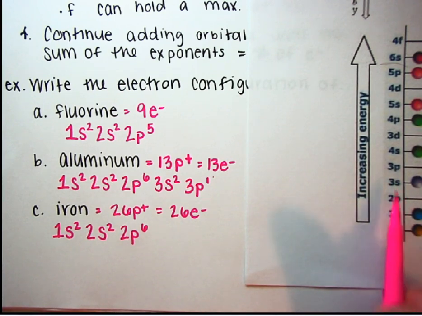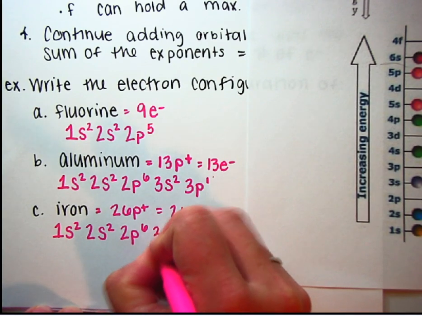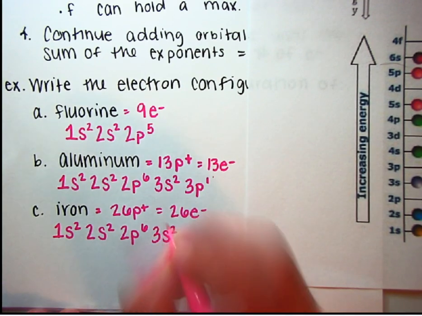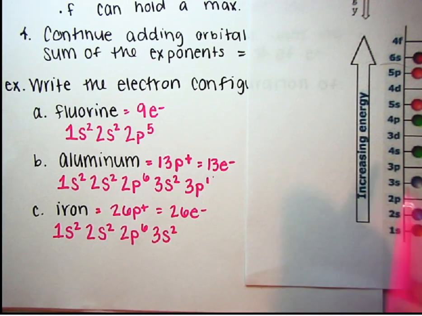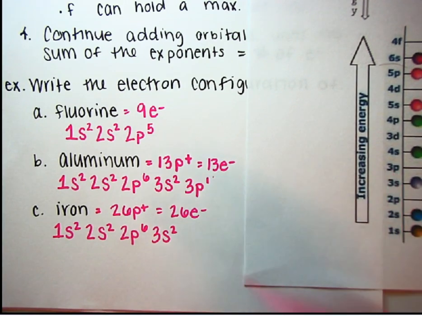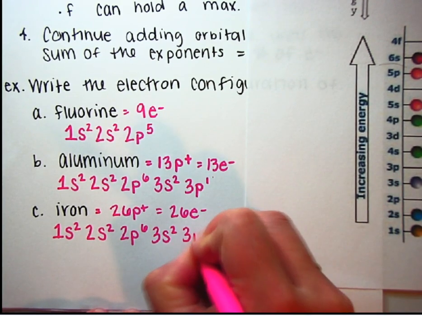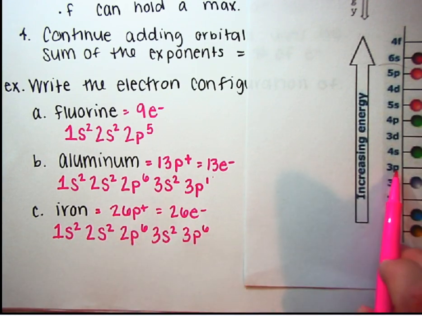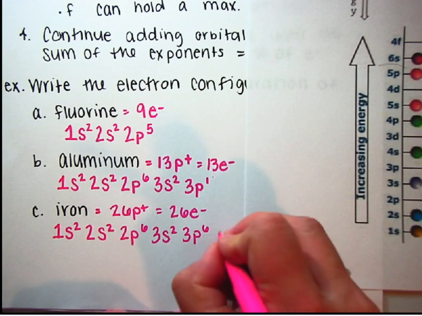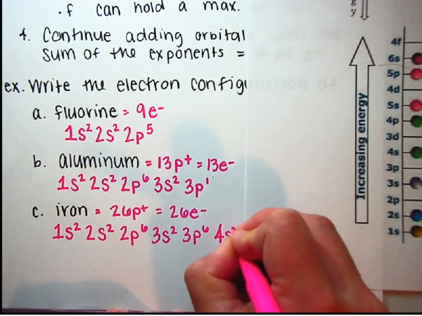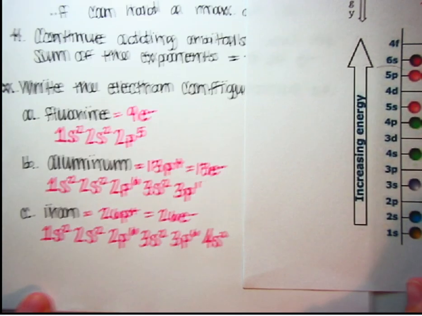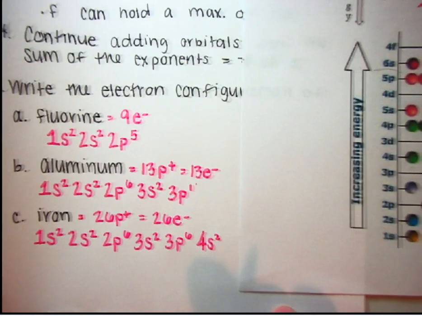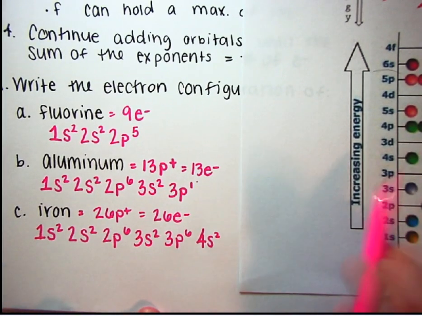After 2p comes 3s. And again, an s orbital could hold 2 electrons. After 3s comes 3p. P could hold 6 electrons. 2, 4, 10, 12, 18. Let's keep going. After 3p comes 4s, and again, s could hold 2 electrons. We're at 20, and we need to get to 26.